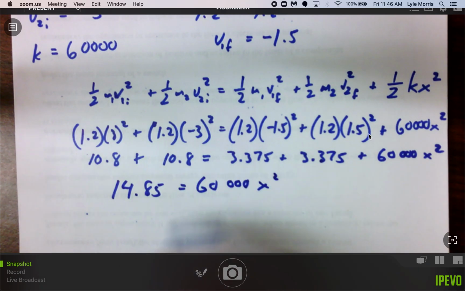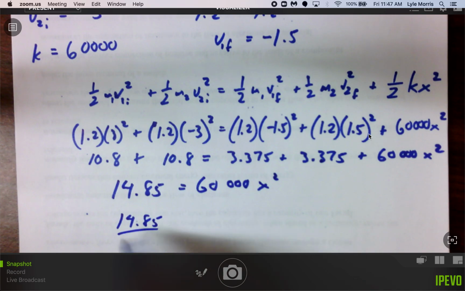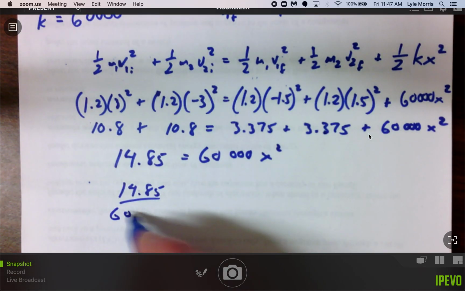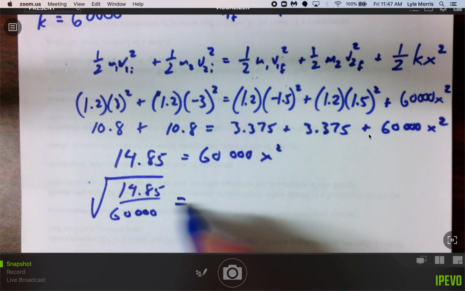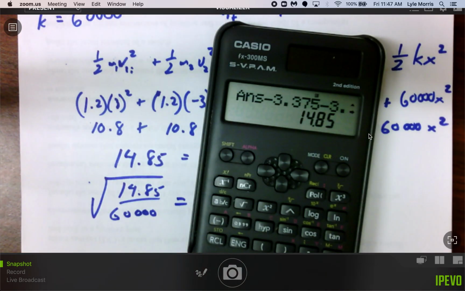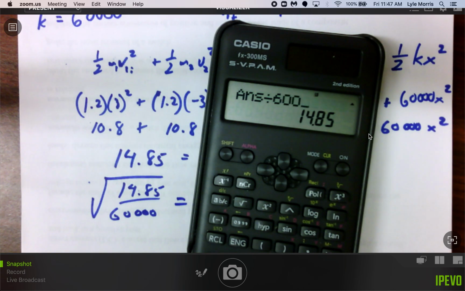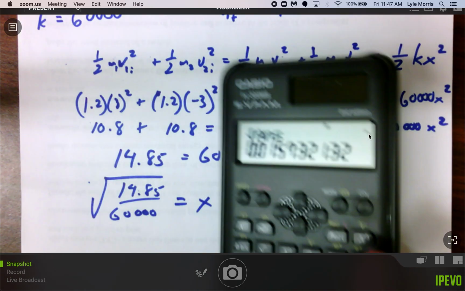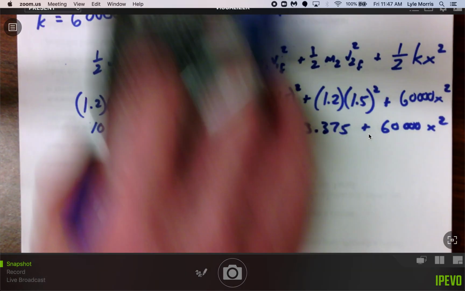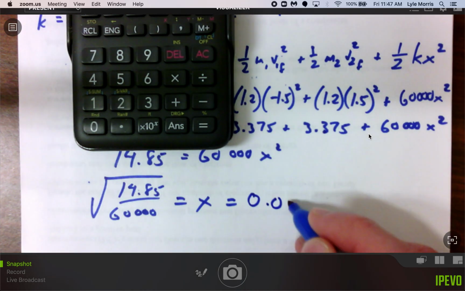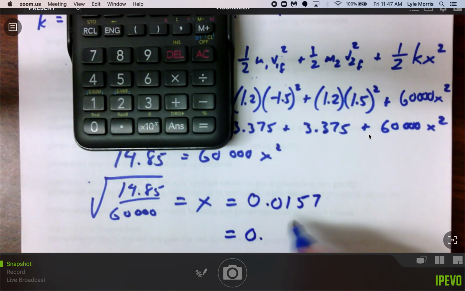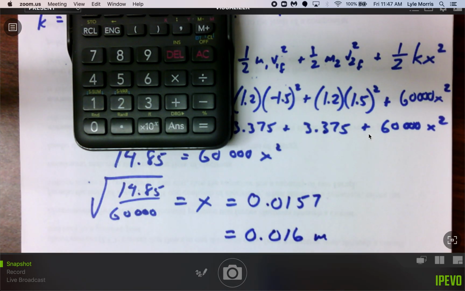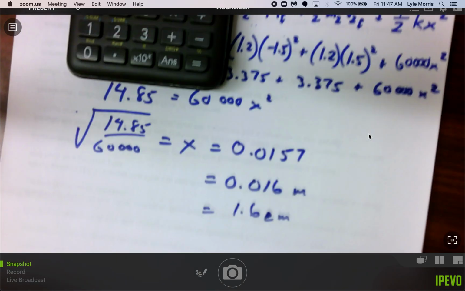equals 60,000 x squared, so it's 14.85 divided by 60,000. We take the root of that, that's going to equal x. 14.85 divided by 60,000 equals that, and then the root of my answer, 0.0157, which equals 0.016 meters, which is 1.6 centimeters. Is that the answer?